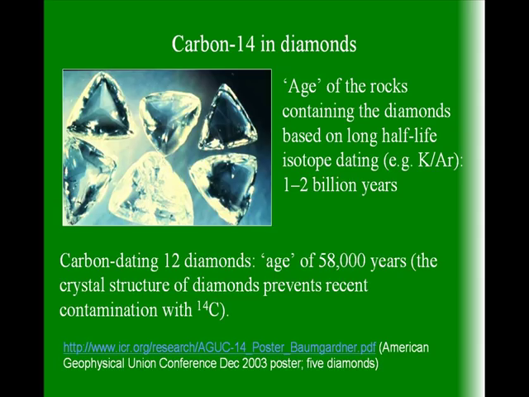Carbon-14 in diamonds has been found. Carbon-14, of course, has a very short half-life. It should decay away to levels that are too small to measure in not very long. And yet, diamonds that are supposed to be very old, I believe coal has also been found to have carbon-14 in it. How can that be? If it was really that old, it should have all decayed away, or at least to levels too small to measure.